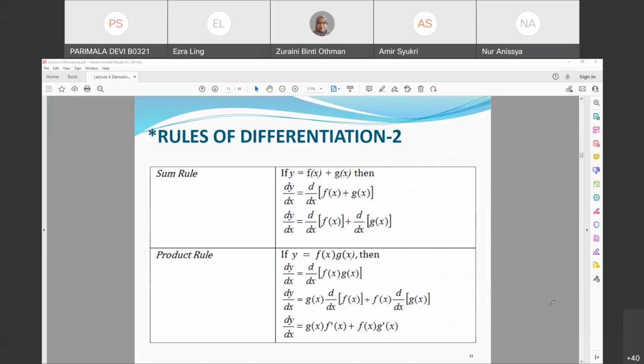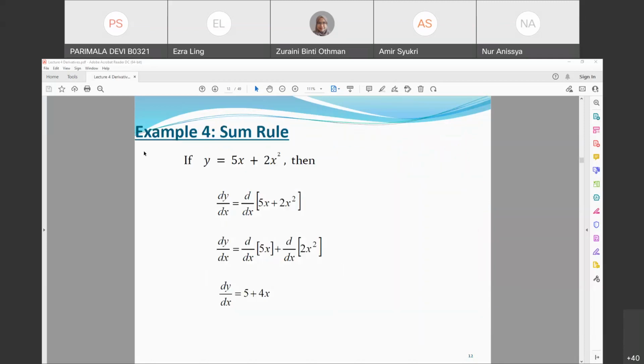Okay, then we go for the example of this sum rule. Okay, this is the sum rule, example of sum rule, which is we differentiate one by one. 5x, we differentiate it, we get 5. Okay, bagi yang tak tahu, kalau 5x ni ialah 5x kuasa 1. Bila dia kuasa 1, 5 tetap dekat luar, 1 ni ialah C kita kan. Jadi 1 letak kat depan, x. Ni 1 ni, 1 tolak, which is 1.